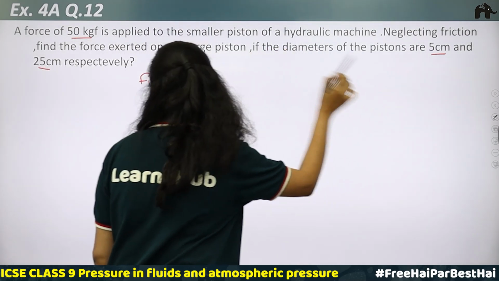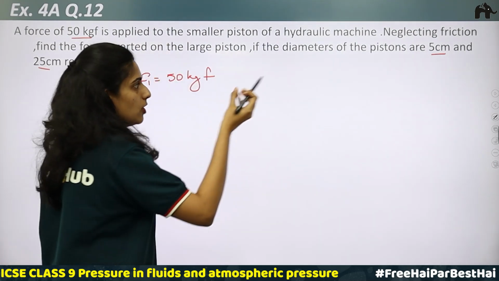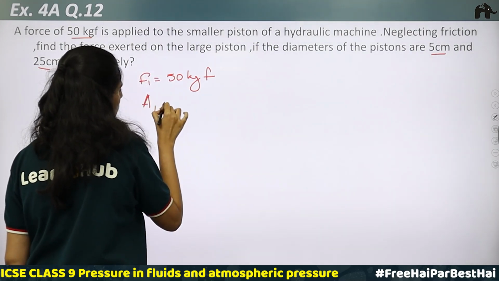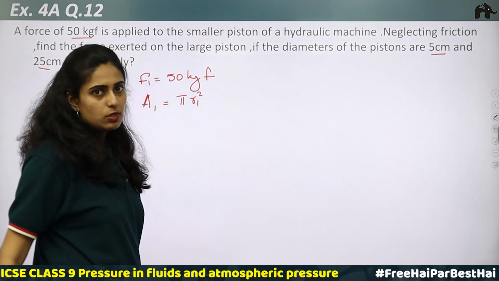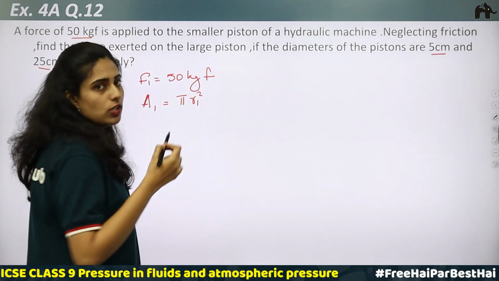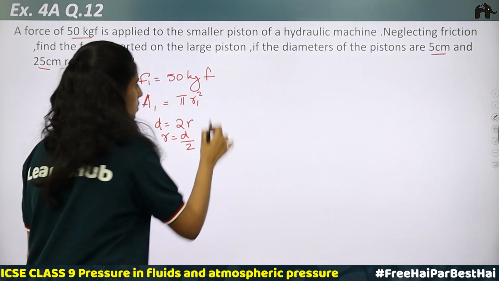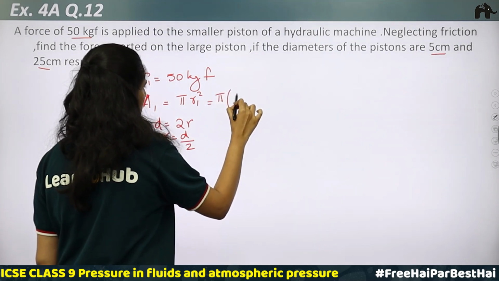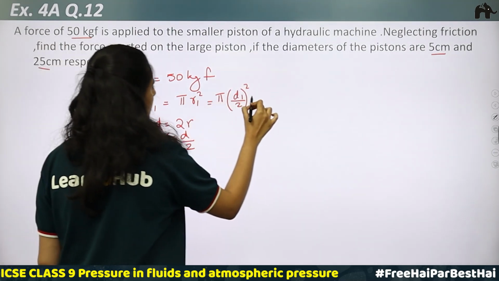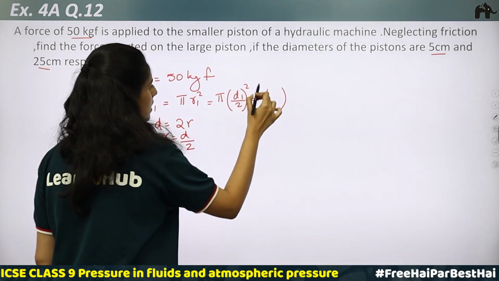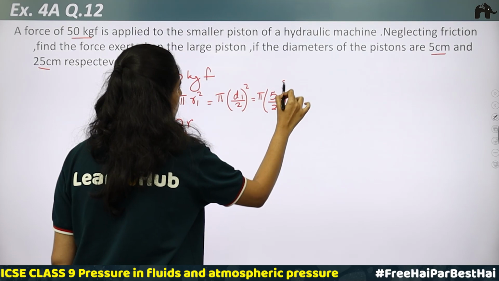Piston of a hydraulic machine, neglecting friction, find the force exerted on the larger piston if the diameters of the pistons are 5 cm. 5 cm will be of the smaller piston. So area A1 will be equal to pi R1 square, where R1 is the radius. We know the relation between radius and diameter. We have diameter is equal to 2 times radius. Therefore, radius will be diameter divided by 2. So, this becomes equal to pi d1 by 2 whole square. Now, this is pi d1 square, d1 is 5, so 5 centimeter divided by 2 whole square.